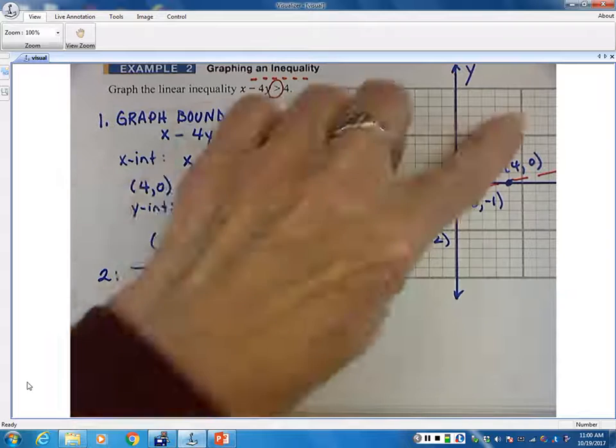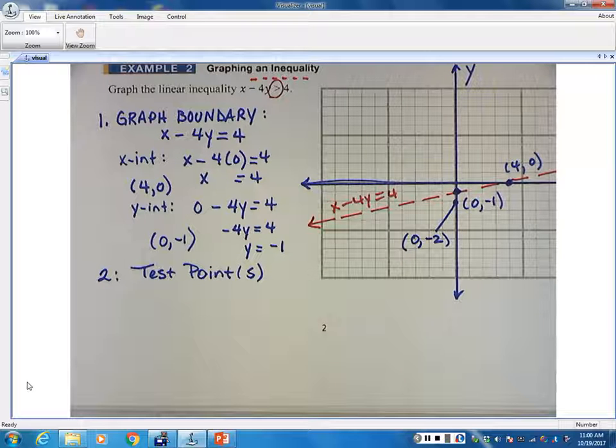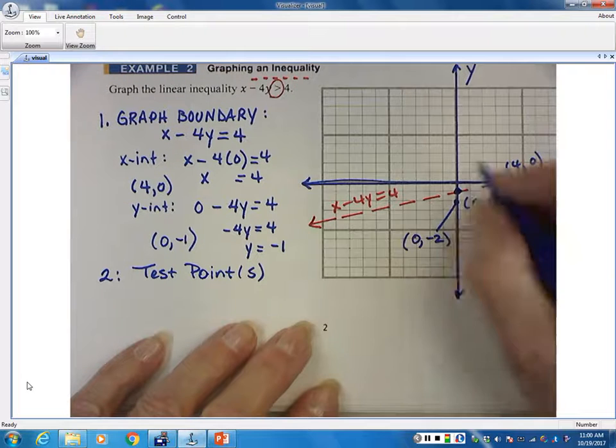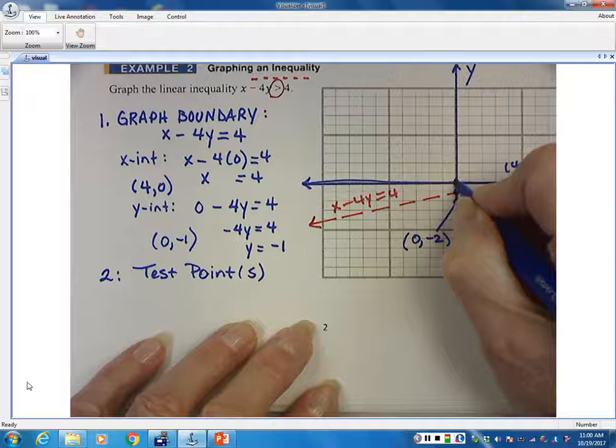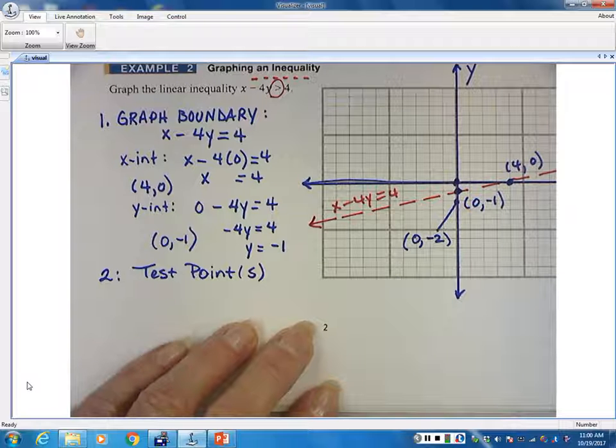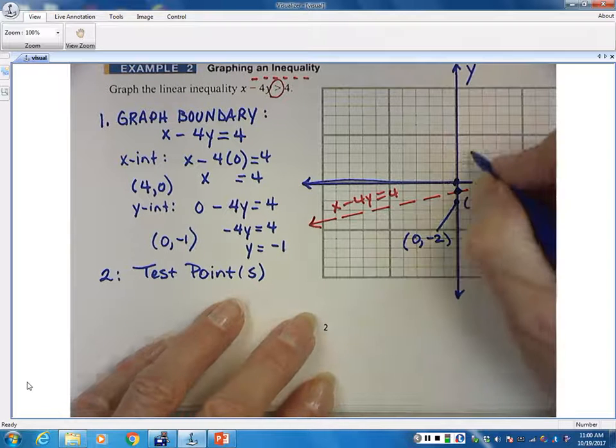Now somebody choose me a point from the other side. 0, 0. Why does everybody choose 0, 0? Why do you like 0, 0? I think I know. Makes it easy. It makes the math easier, that's right.